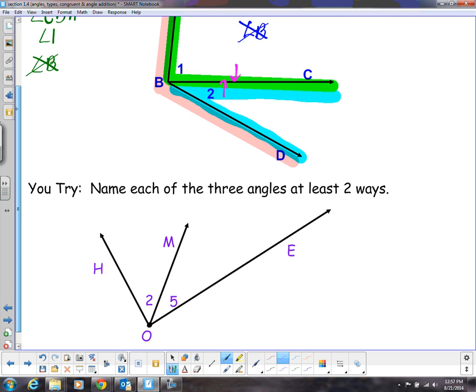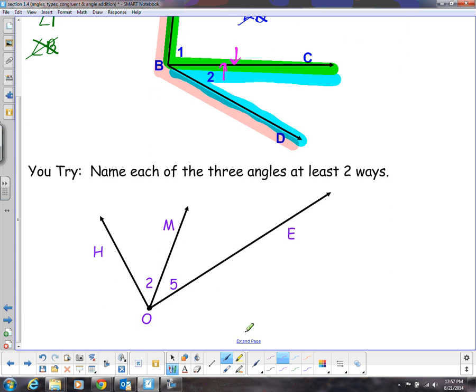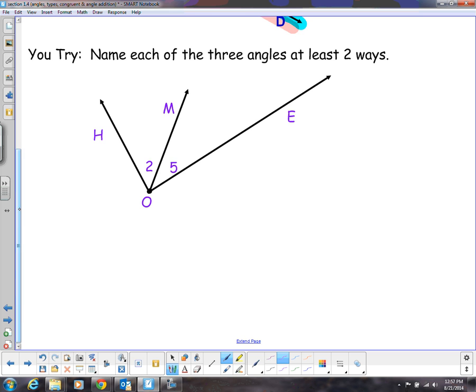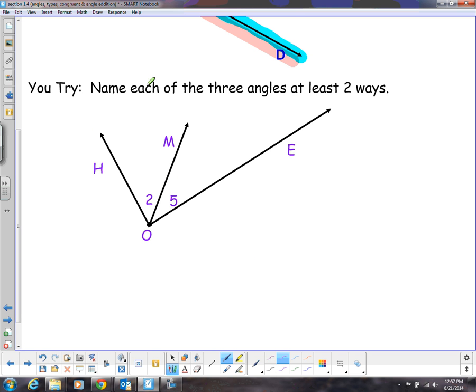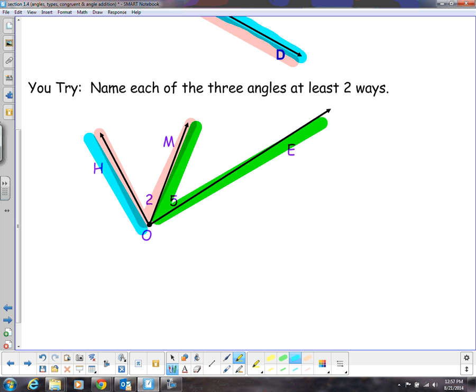So now what I want you to do, and remember you highlight your U tries, I'm asking you to name each of the 3 angles at least 2 ways. So when I talk about 3, remember this is 1 angle. Then your green angle looks like this. That's your second angle. And then your third angle in this case would be this one. So I need, and if you would group them like I did, so that you have the 3 together.